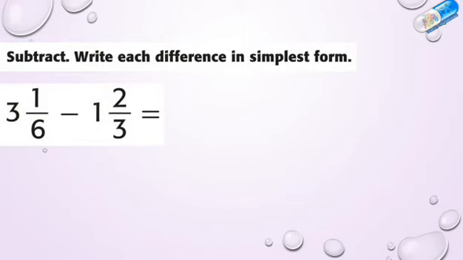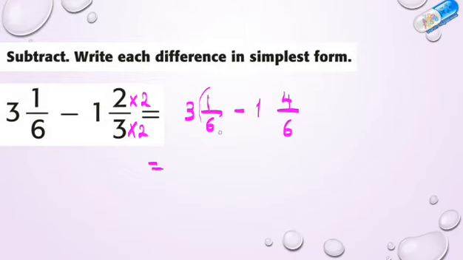Now 3 and 6 are different, but we can change the 3 to 6 because 6 is a multiple of 3. So multiply here up and down by 2. The new mixed numbers are 3 and 1/6 with no change, minus 1 and 4 over 6. Now we start by subtracting the fraction part. Now subtract 1 over 6 minus 4 over 6. Can I subtract 1 over 6 minus 4 over 6? Of course not, because 1 is less than 4. So we should borrow from the 3.